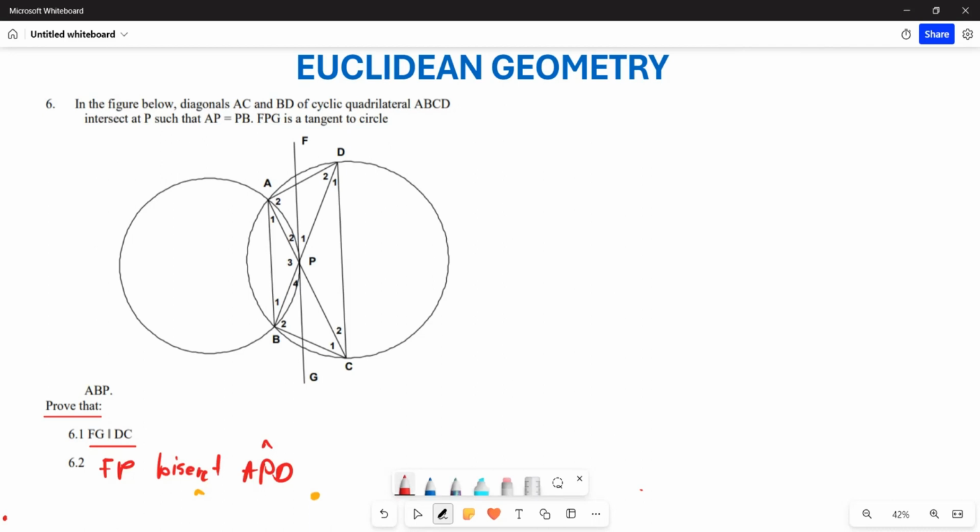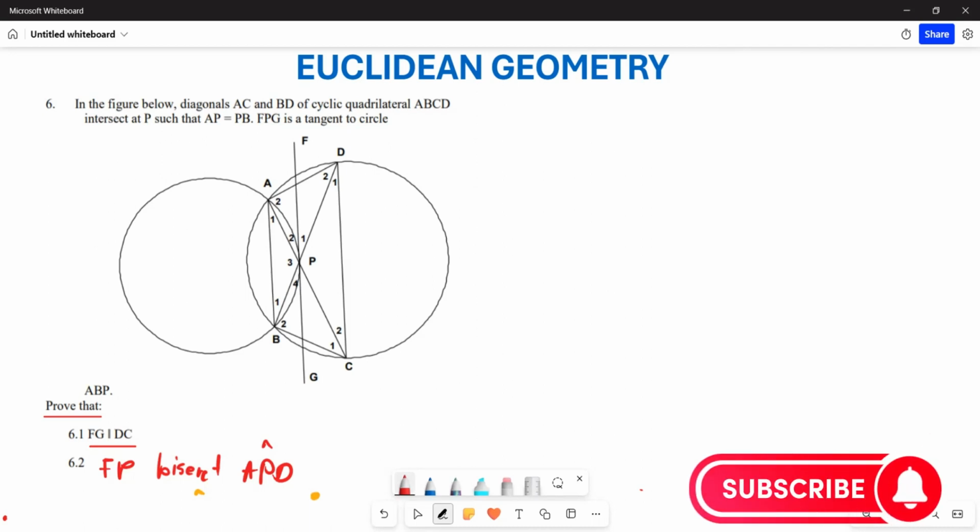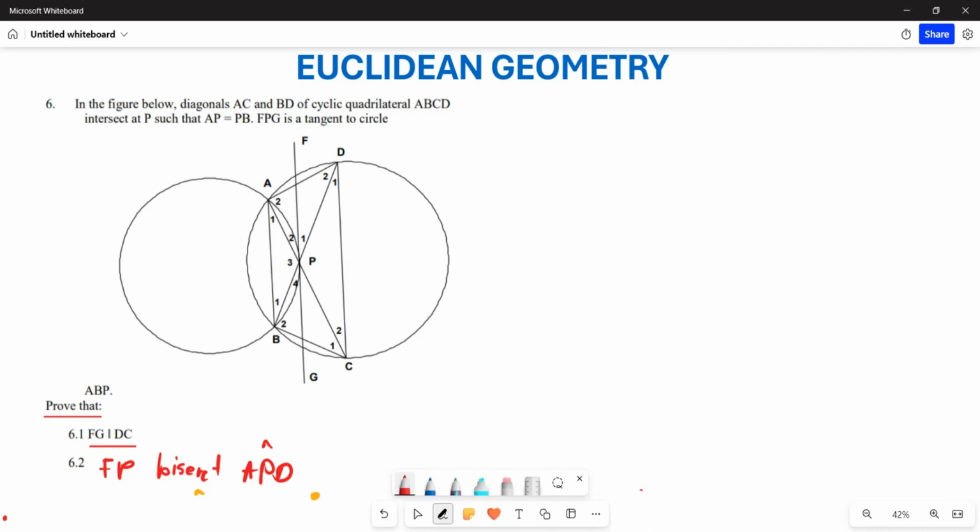In the diagram below, AC and BD are the diagonals of ABCD, which is a cyclic quadrilateral, and they intersect at P such that AP is equal to BP. So what they are telling us is that AP, which is this particular line here, is equal to BP, which is this one.